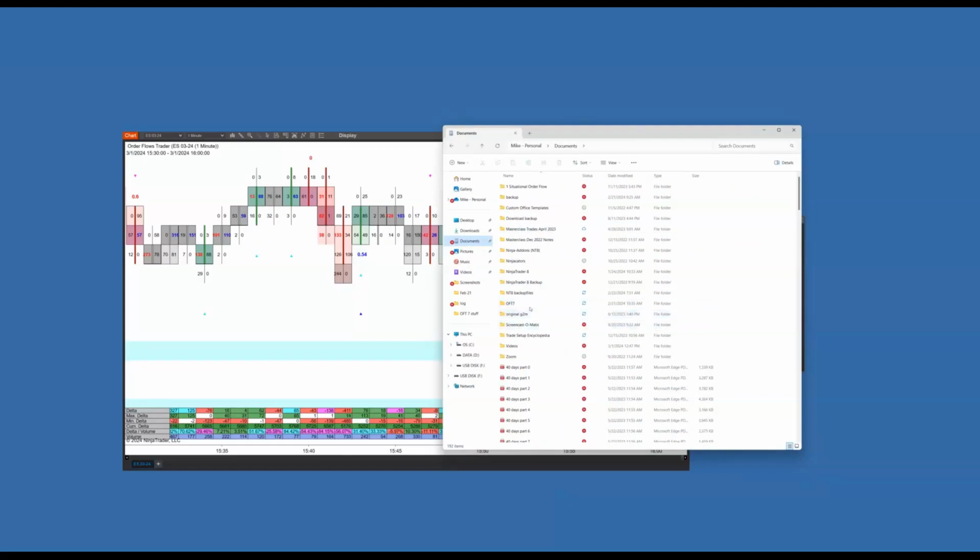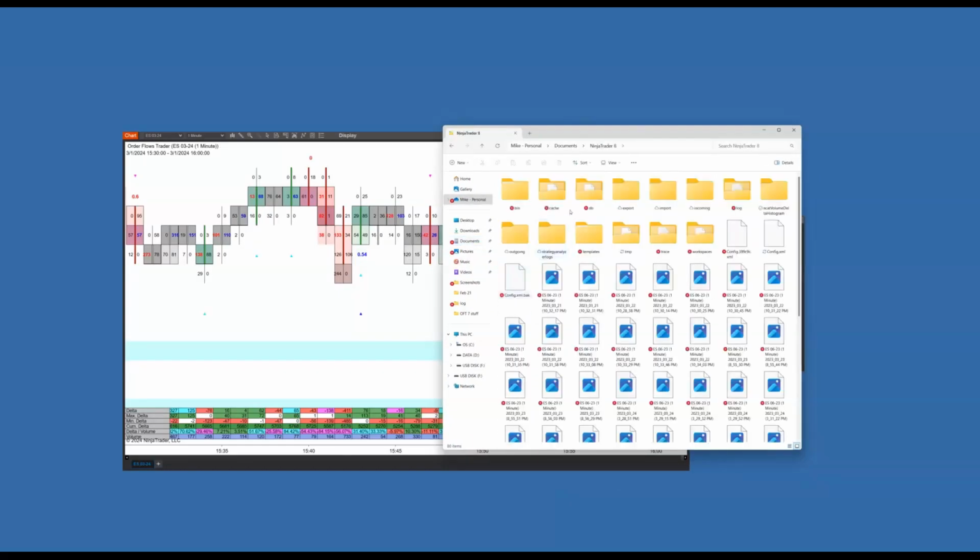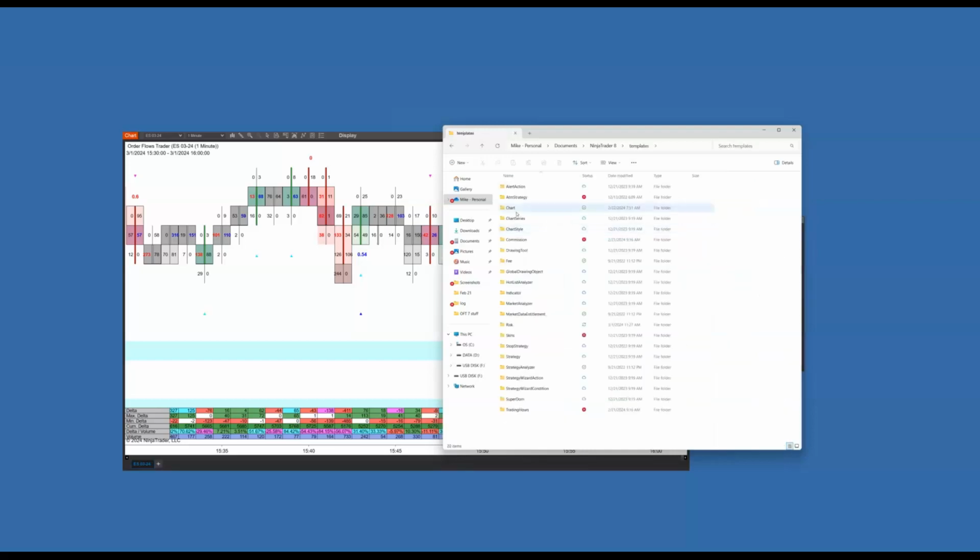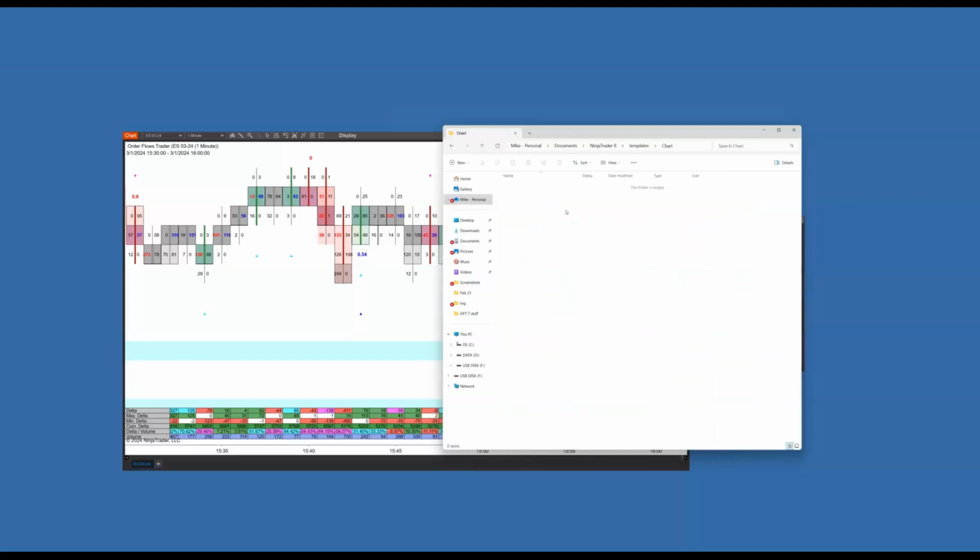Your documents folder, go to NinjaTrader 8, go to, where's it? Under templates, okay? Go to chart. Okay, you see mine is empty. I've cleared this out already.